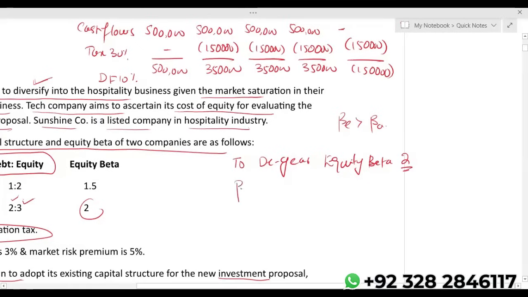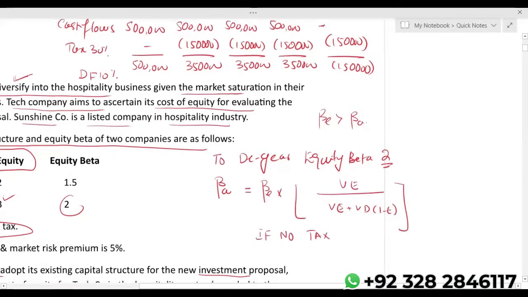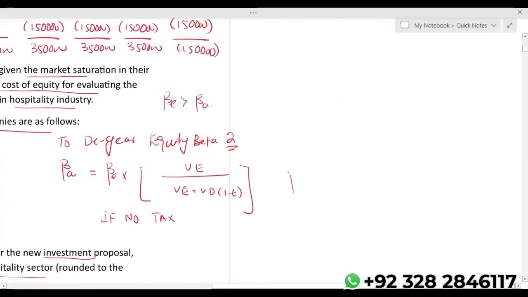So we need beta asset is equal to beta equity into market value equity divided by market value equity plus market value debt (1 minus tax rate). But question says ignore taxation. If no tax, then simply you can say that beta asset is equal to beta equity into market value equity divided by market value equity plus market value of debt, because question says there's no tax.